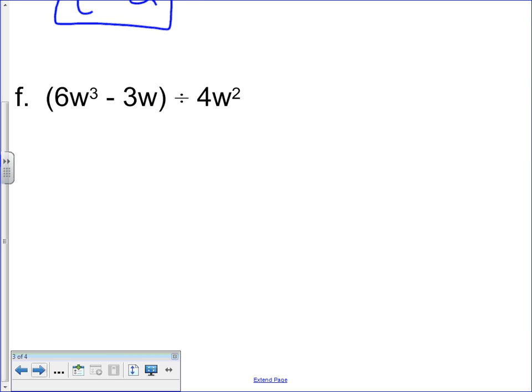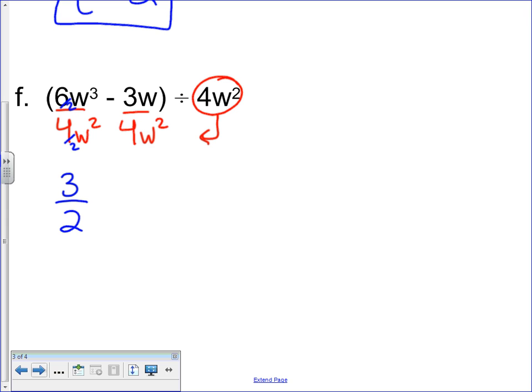And the last one, divide everything by 4w, or 4w squared. Now, 4 doesn't go into 6, but that is a reducible fraction. If you take the 6 and divide it by 2, and take the 4 and divide it by 2, you get 3 over 2. That is, of course, if you don't use your calculator to reduce the fraction for you. Now for the w's, 3 minus 2 is a single w.